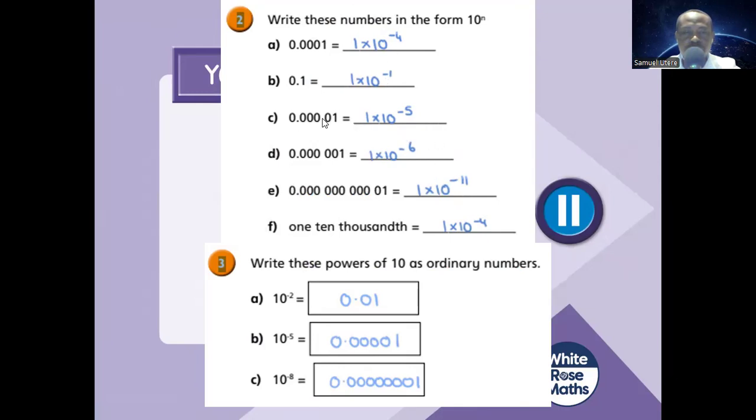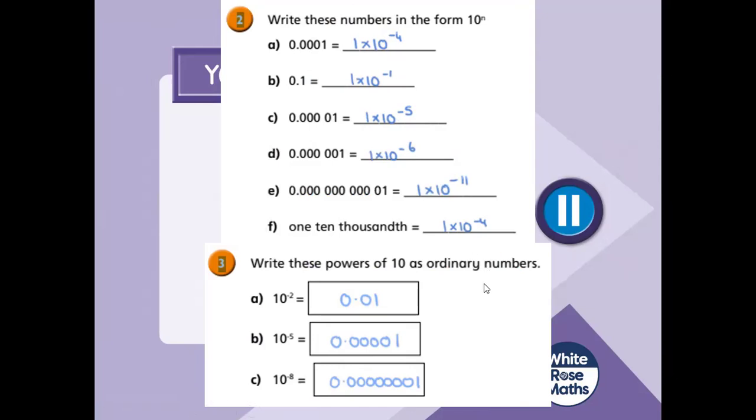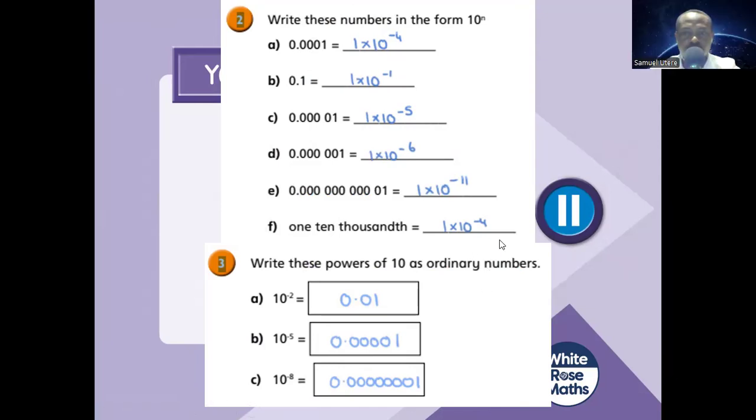Did you spot the pattern? You see you have 4 zeros, so that would be -5. You have just -1 because you have no zero there. And then that's just 3 zeros, so it's going to be -4, 1 times 10 to the power -4. So it's important you spot the pattern, then it becomes really easy for you to do. And these ones, you were asked to write the numbers as ordinary numbers.